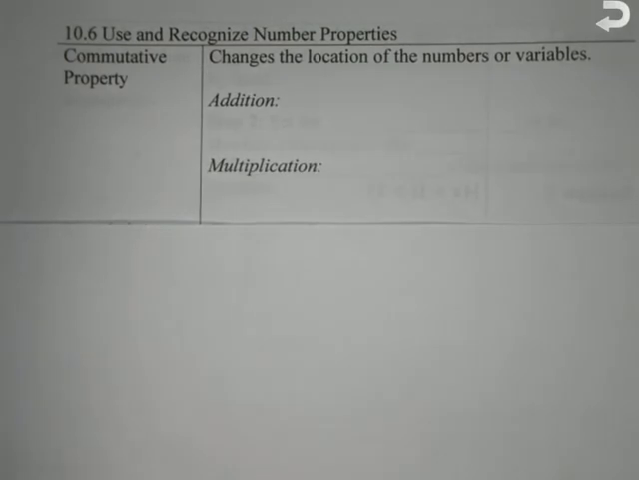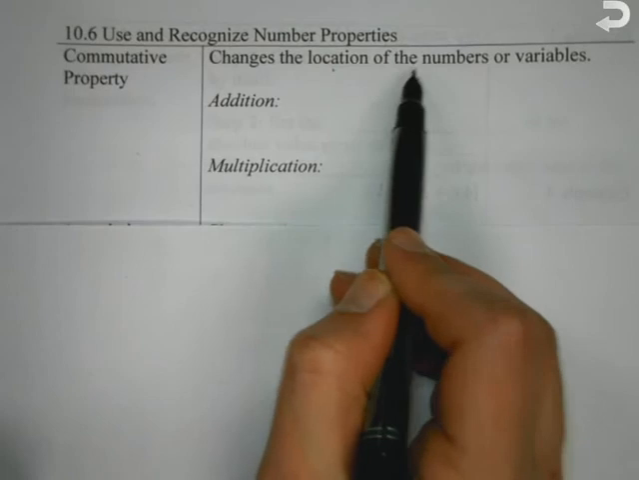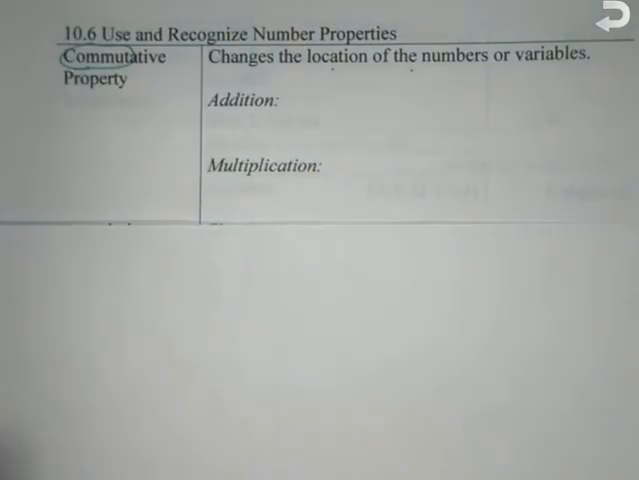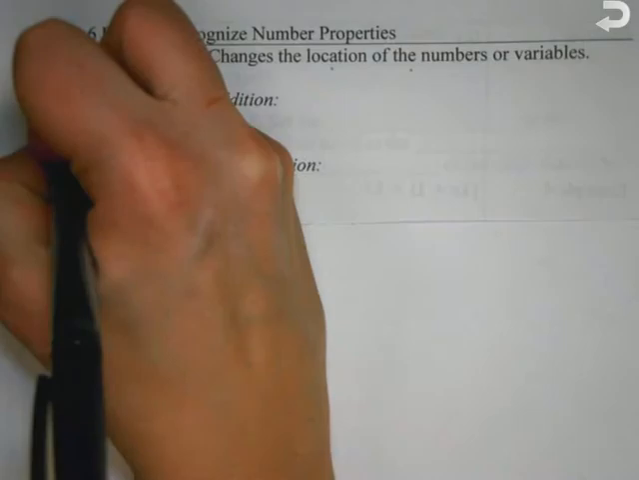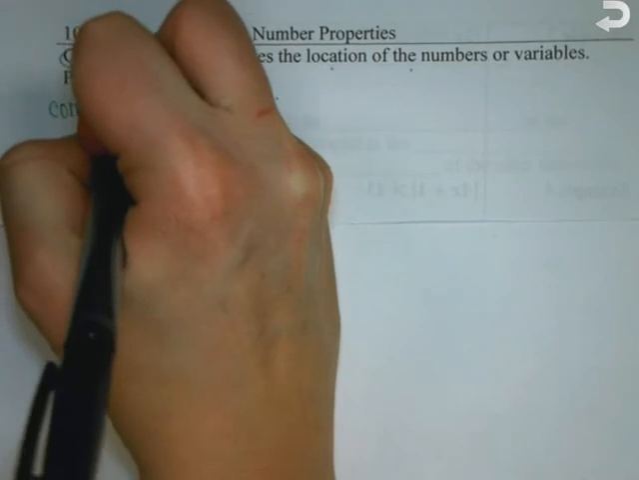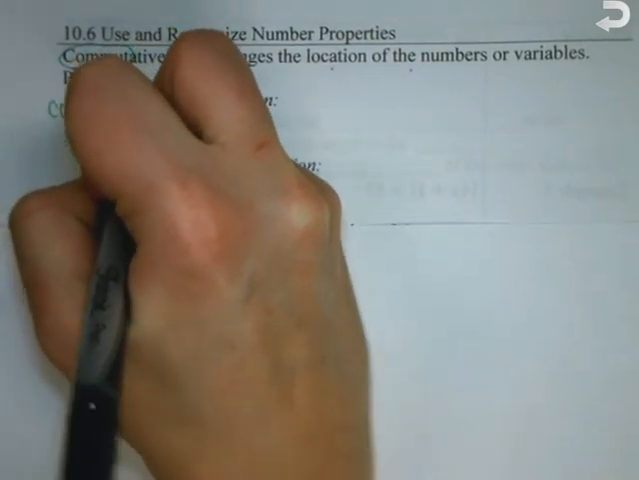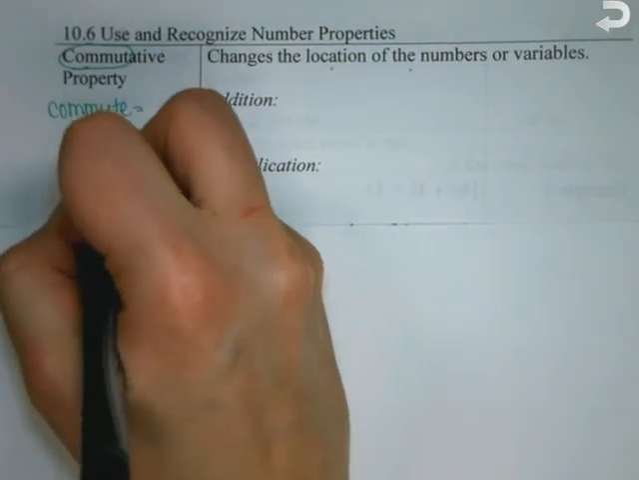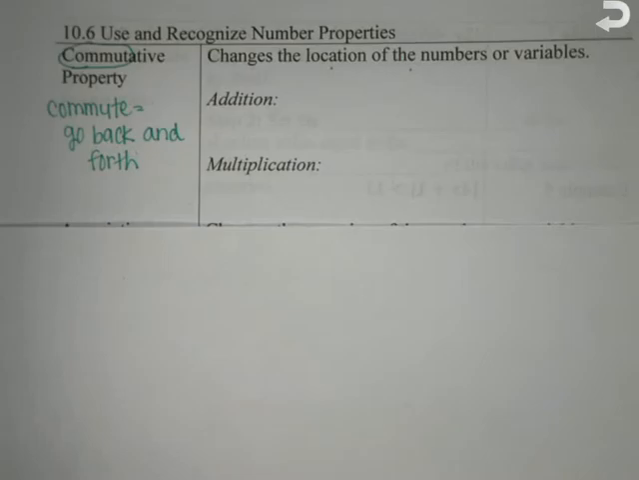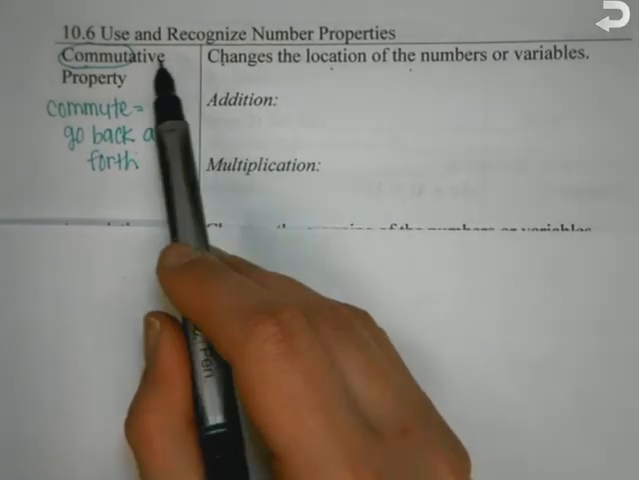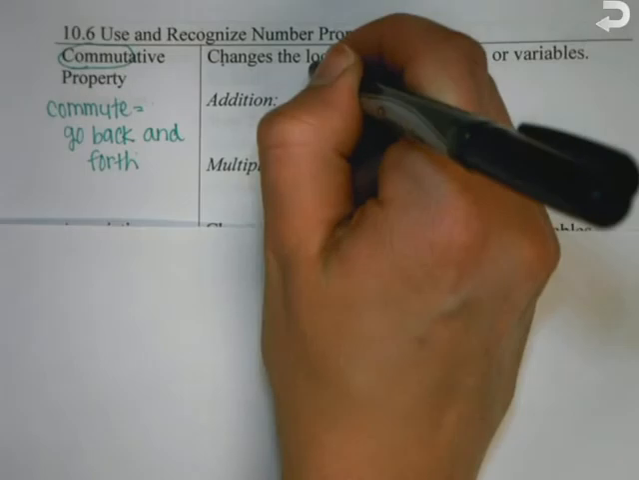The way I always remember commutative property, it changes the location of the numbers or variables. Does anybody know what the word commute means? It means to go back and forth, right? Like if I tell you that I commute to work every day, that means that I drive to work and then I drive home every day. So commute means going back and forth. So the commutative property changes the location of the numbers or variables.